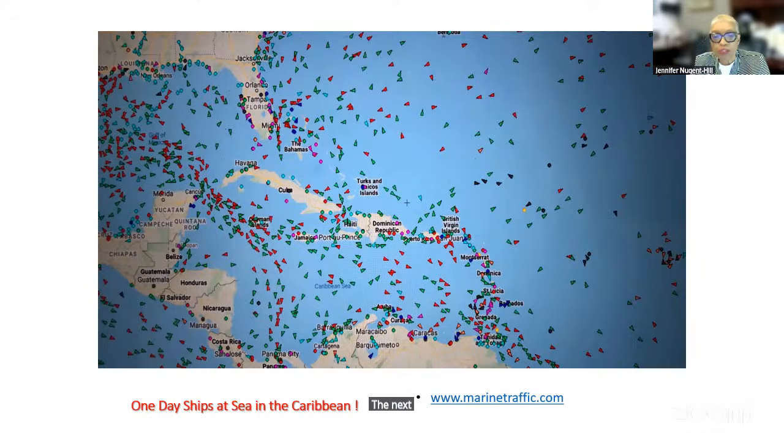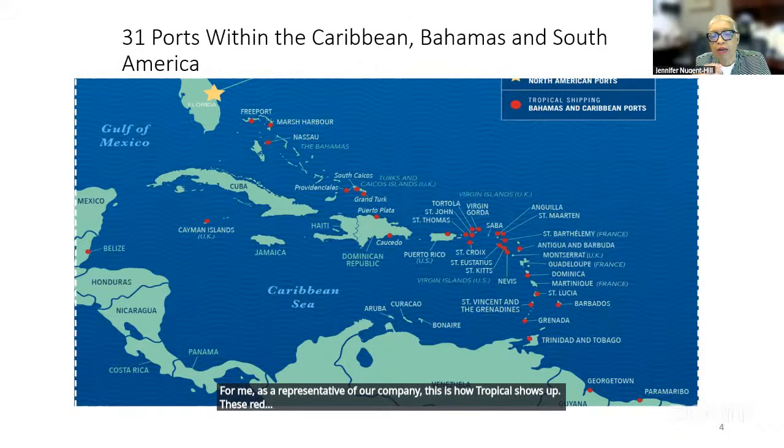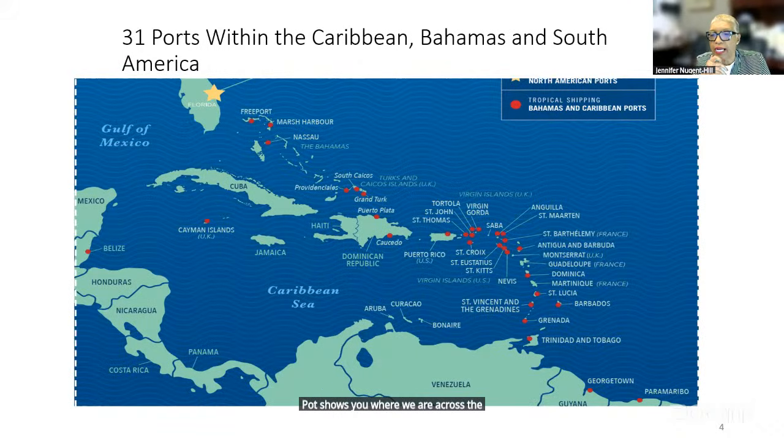The next slide will show you, as a user of the port, where Tropical Shipping plays a role in this as one of your shipping partners. The next slide, please. So Tropical operates, and that previous slide showed you how busy the Caribbean waterways, coastal areas and ports are. For me, as a representative of our company, this is how Tropical shows up. These red spots show you where we are across the region and how we support the markets.